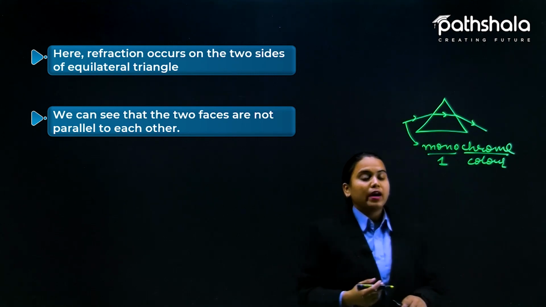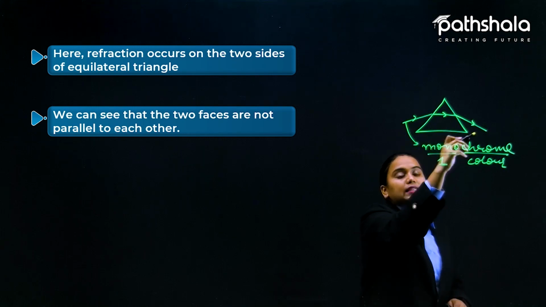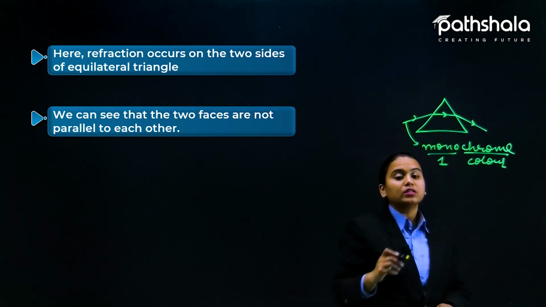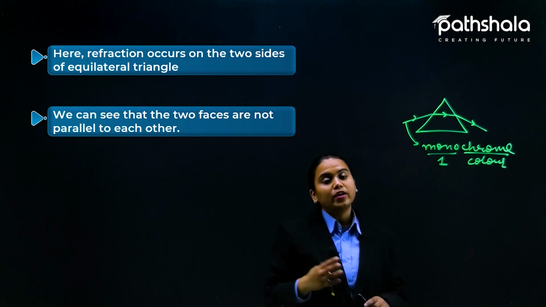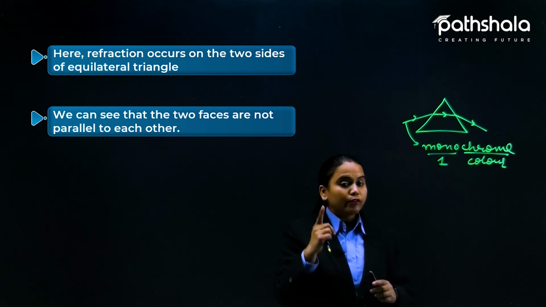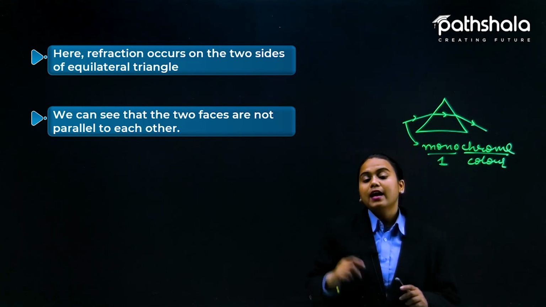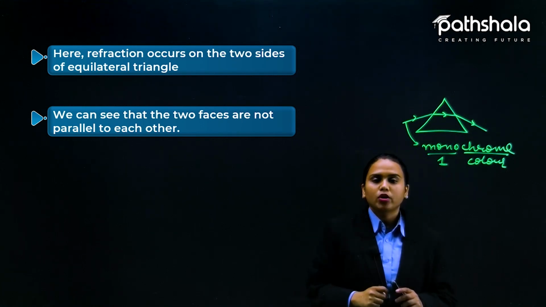But in the case of white light, you will get 7 colors back, because every color has its own speed and its own wavelength, and according to that they get spread. That we are going to see in the next slide, as it is a particular topic.